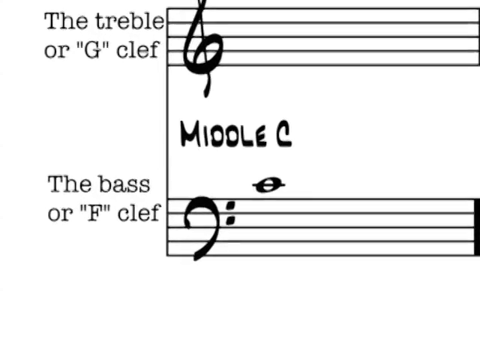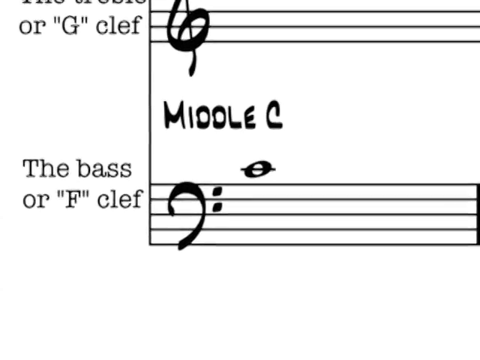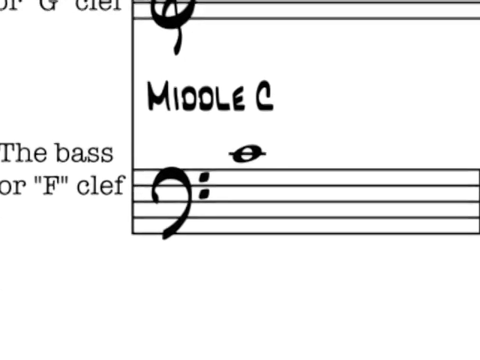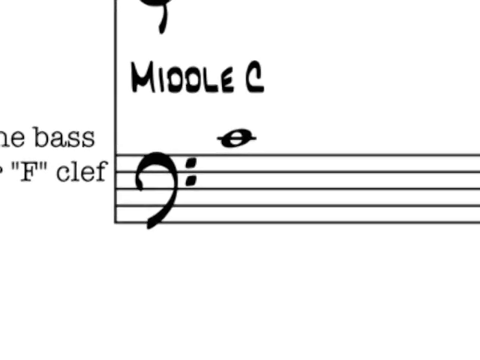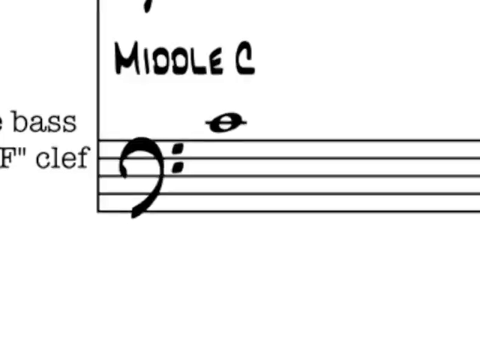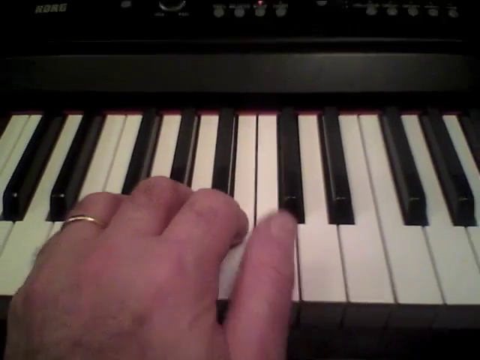Here's middle C written by the bass clef. Same exact note. Written here, it would be played by your left hand. And here is my left thumb playing middle C.